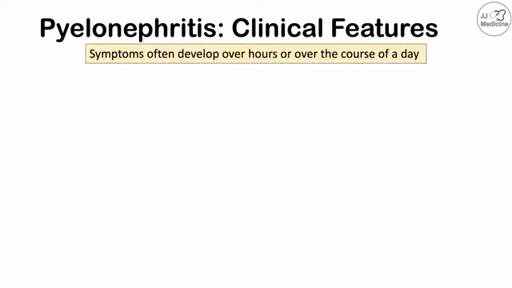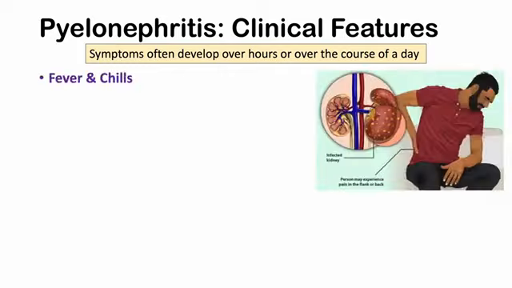Now that we know the pathophysiology behind acute pyelonephritis, what are some of the clinical features of this condition? First, I want to mention that symptoms often develop rather quickly. They can develop over hours or over the course of a day. And what we do find in this condition is the following: fever and chills, which makes sense. This is an infection, and it's an infection of the kidney, so it's a rather severe infection.